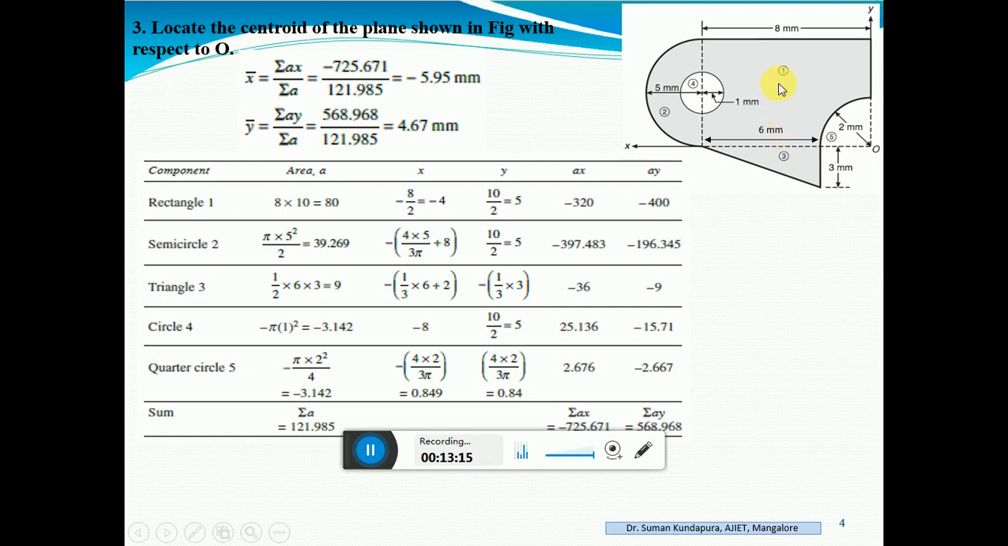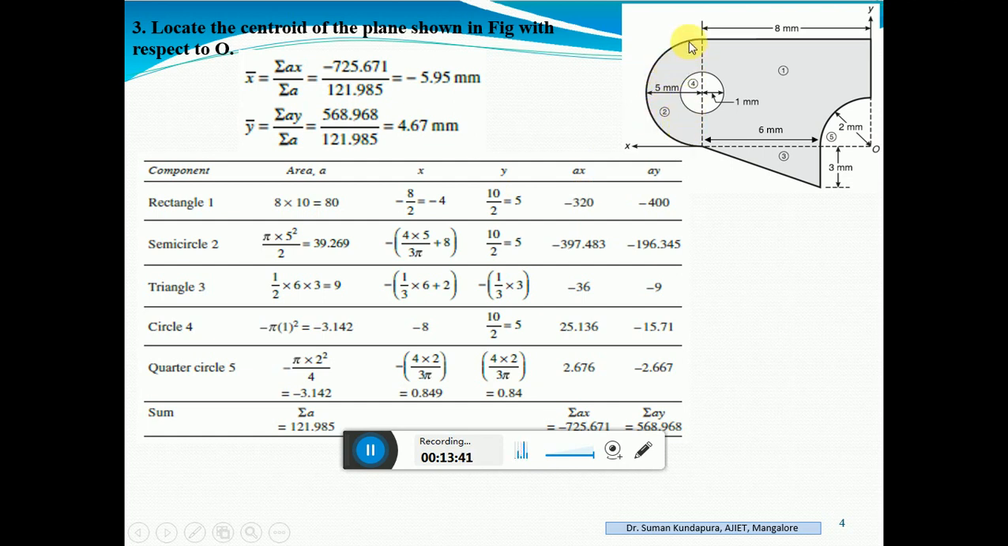Whereas the depth is in the positive y direction. So this whole is 10. 10 divided by 2. Here somewhere your CG will be lying for the rectangle. So it is 10 divided by 2, which is equal to 5. Now multiply a into x, a into y, and substitute in the respective columns. Move on to the semicircle.